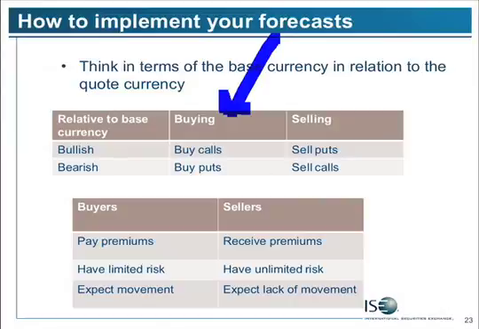Buyers pay premiums. Sellers receive premiums. One of the biggest benefits for a buyer is that they have limited risk. Sellers have unlimited risk. If you're buying an option, you're expecting movement in that currency pair. If you're a seller, then you're expecting a lack of movement.